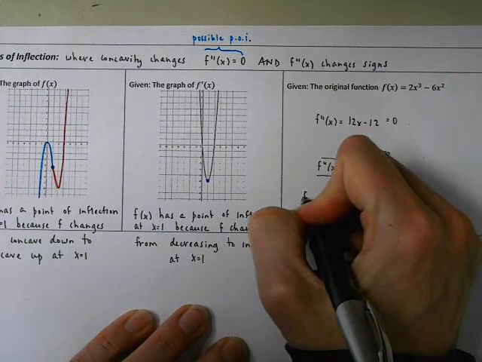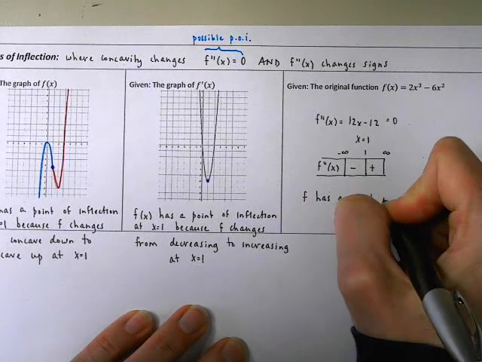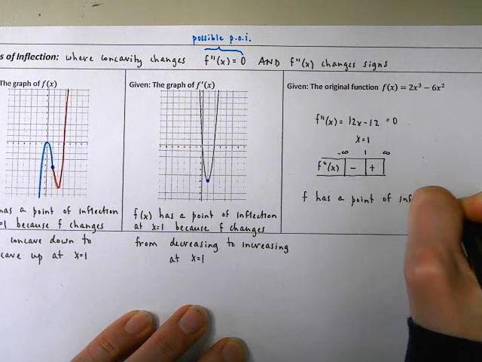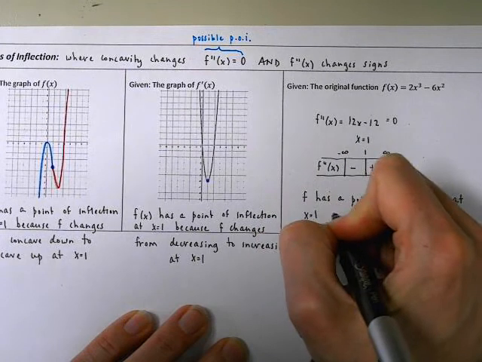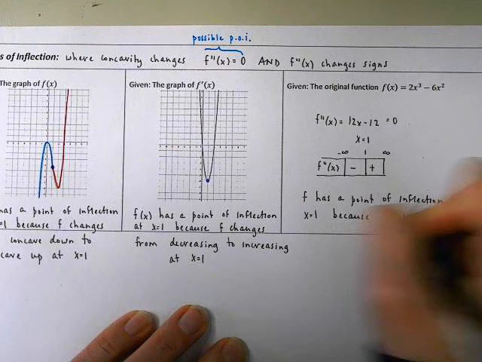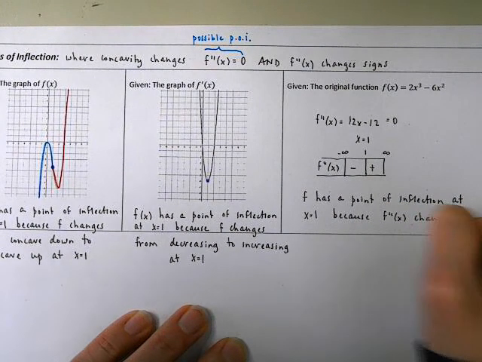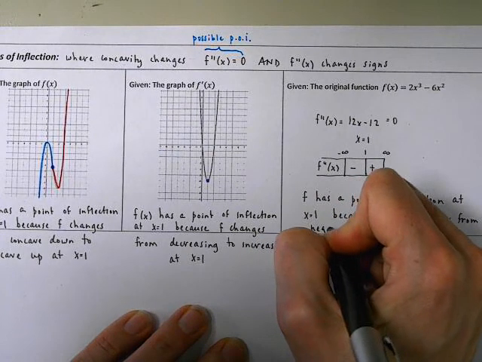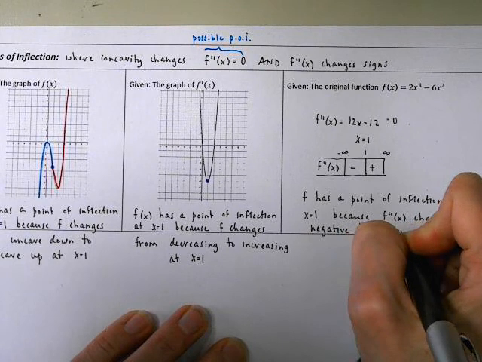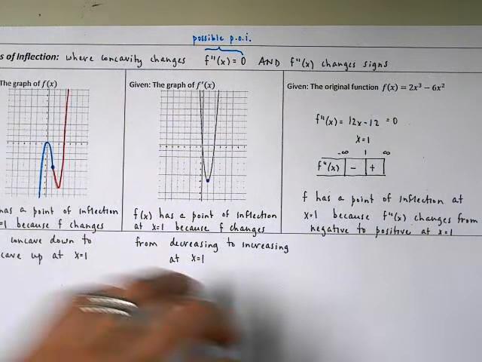So now we can say that f has a point of inflection at x equals 1 because f double prime of x changes from negative to positive at x equals 1.